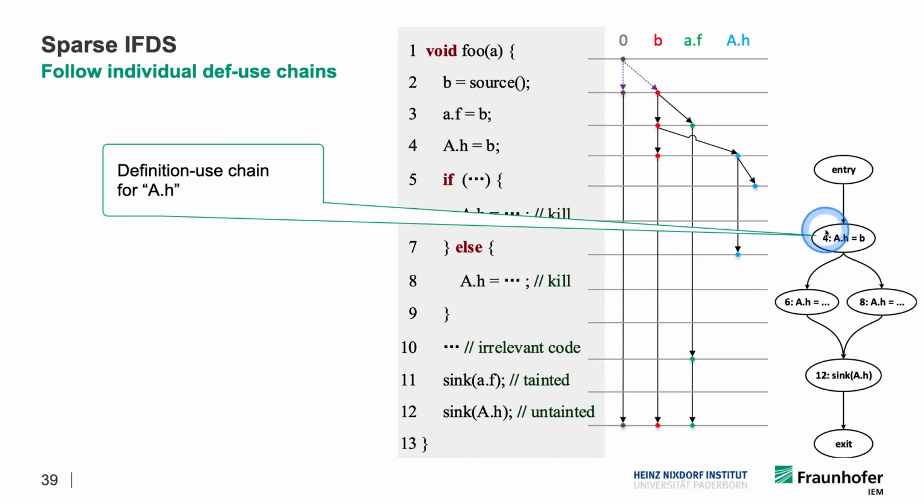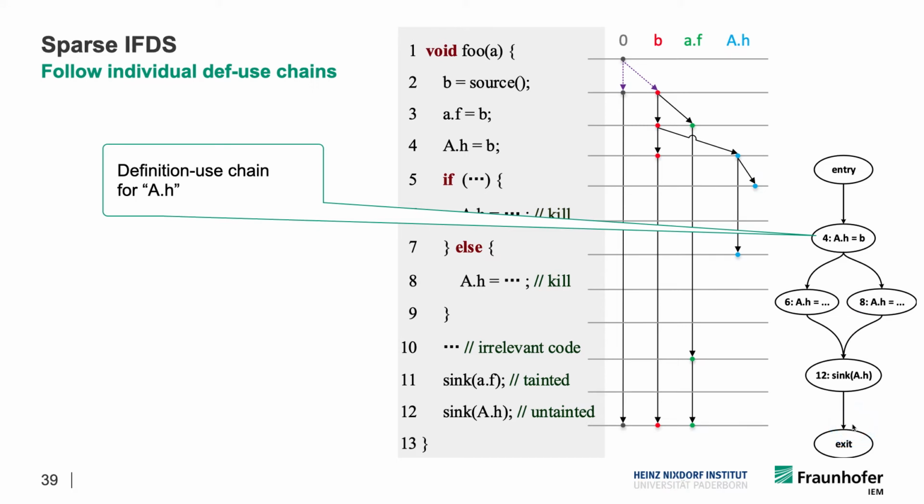So you can say a definition-use chain is basically a projection of the control flow graph with respect to a particular access path that you're looking at, right? And here we projected the control flow graph of this procedure onto the access path A.H, right? And that's exactly what we are seeing here.